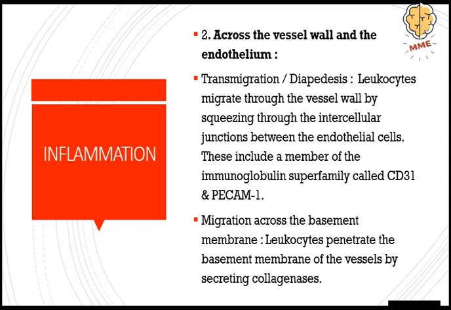Leukocytes migrate through the vessel wall by squeezing through the intercellular junctions between the endothelial cells. This includes a member of the immunoglobulin superfamily called CD31, or platelet endothelial cell adhesion molecule 1. The next part of the process across the vessel wall and endothelium is migration across the basement membrane. Leukocytes penetrate the basement membrane of the vessels by secreting collagenase.